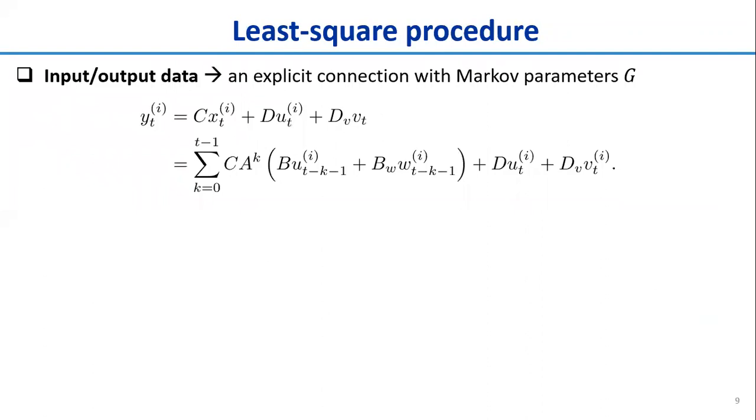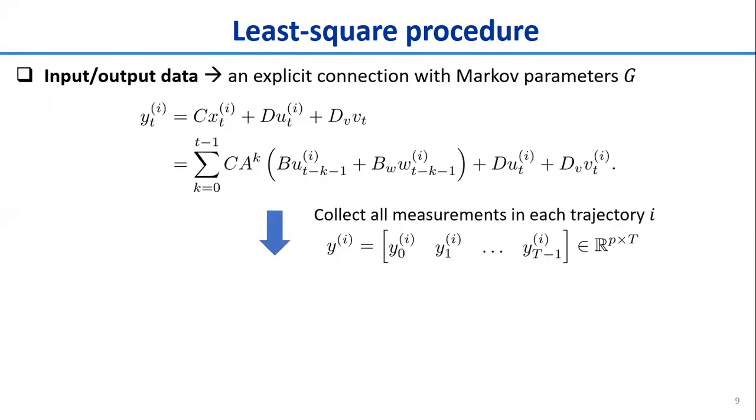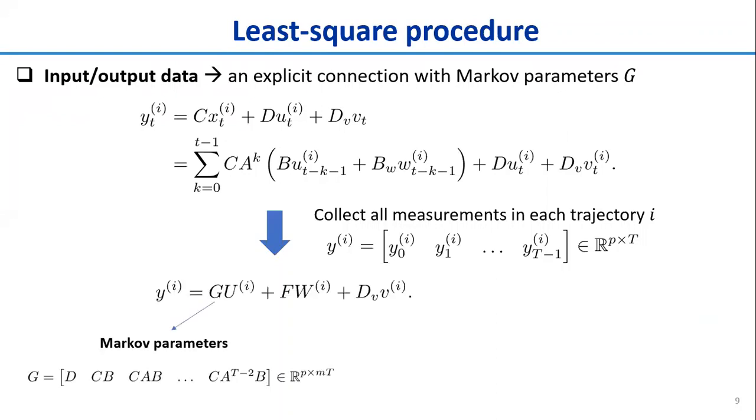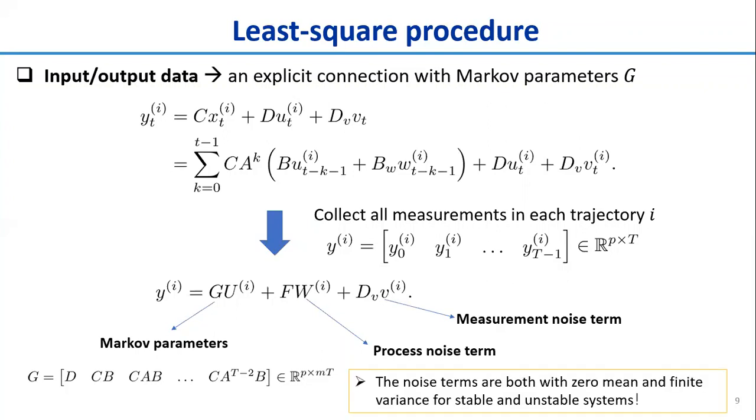Now we can build an explicit connection between the input-output data and the Markov parameter G by expanding the dynamic equations recursively. If we connect all the measurements in one trajectory into one matrix, then we have the following expression. Here, G is the Markov parameters, W is the process noise term, V is the measurement noise term. Since each trajectory is finite length, the noise terms have a zero mean and finite variance for both stable and unstable systems. This is an important fact to build a non-asymptotic bound.